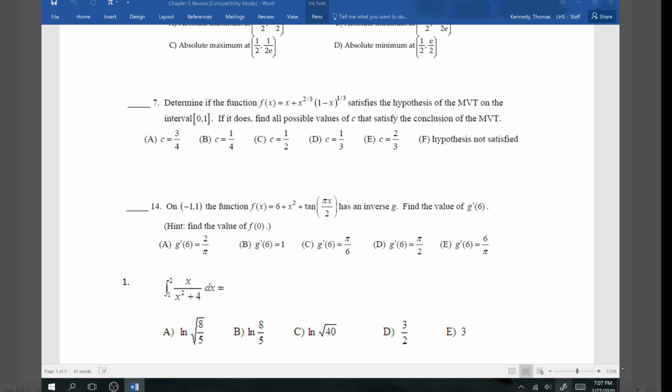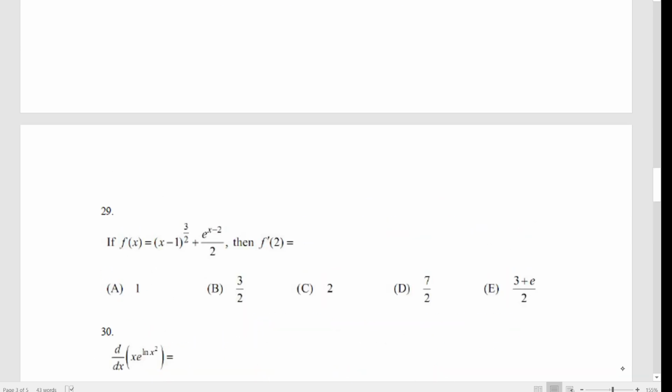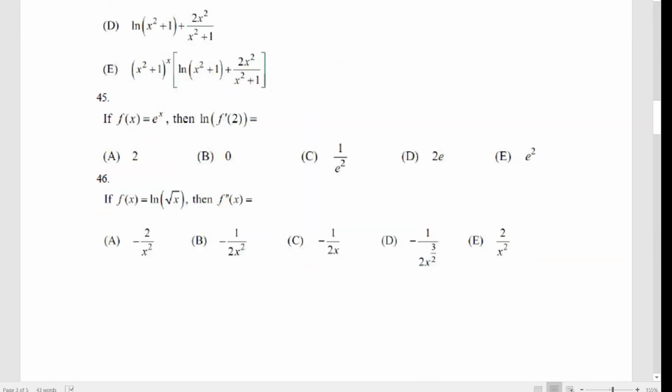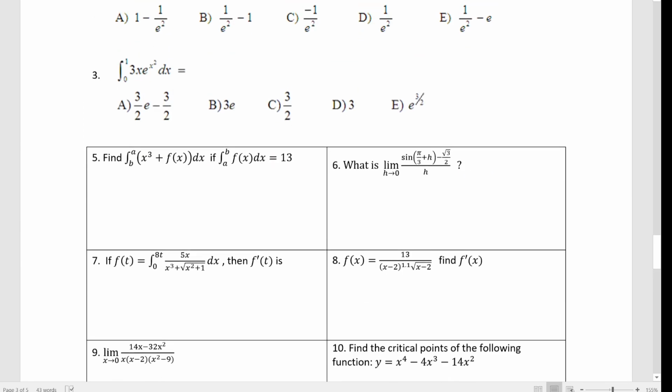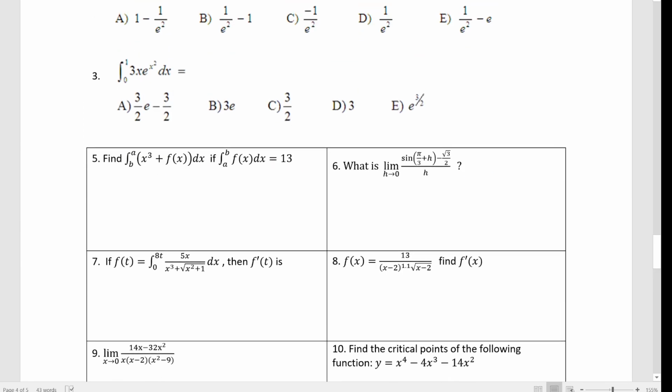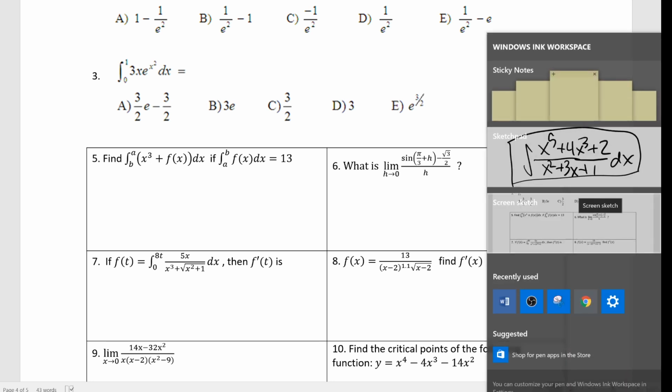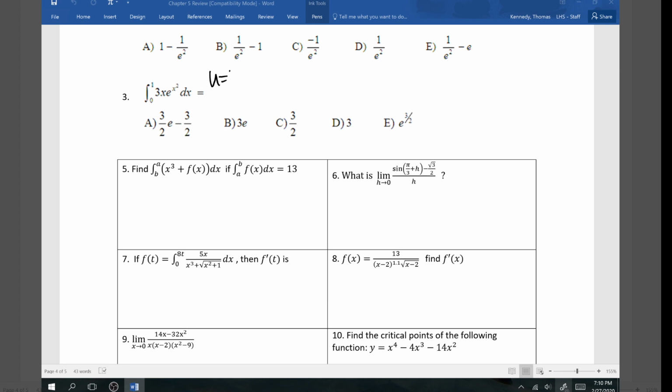3, 6, and 10 on the second to last question on the review. Okay, 3 is this one. So 3 is just one of our classic u sub questions. If you make u equal to the exponent, which in exponentials is a really common choice, then the derivative of that is 2x dx, which is really similar to 3x dx. All I have to do to get them to match is multiply both sides by 1.5. So 1.5 du equals 3x dx.